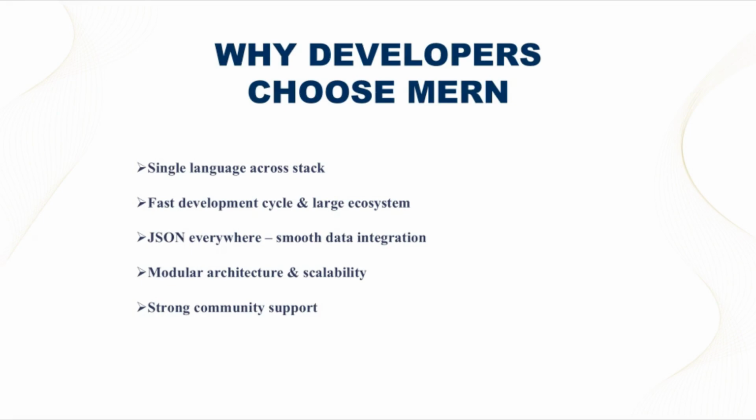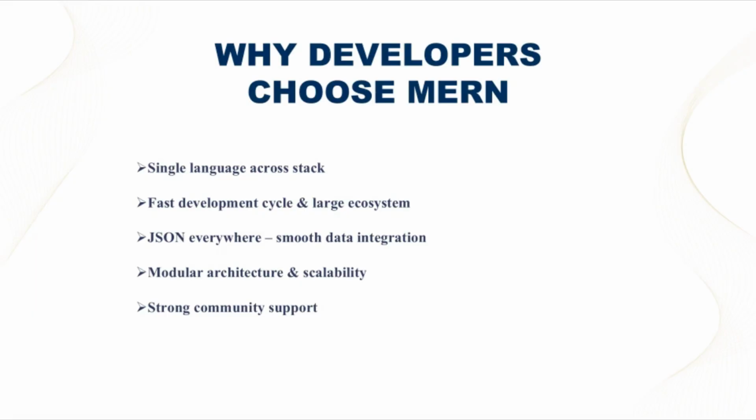Thanks to a huge number of open source libraries and tools in the JavaScript ecosystem, MERN projects can be built and iterated quickly. You can find solutions for almost any problem, from routing to authentication to UI design. There is JSON everywhere. MongoDB stores data in a format that is very similar to JSON. And since JavaScript also uses JSON, data flows smoothly from front-end to back-end to the database, with very little conversion needed.